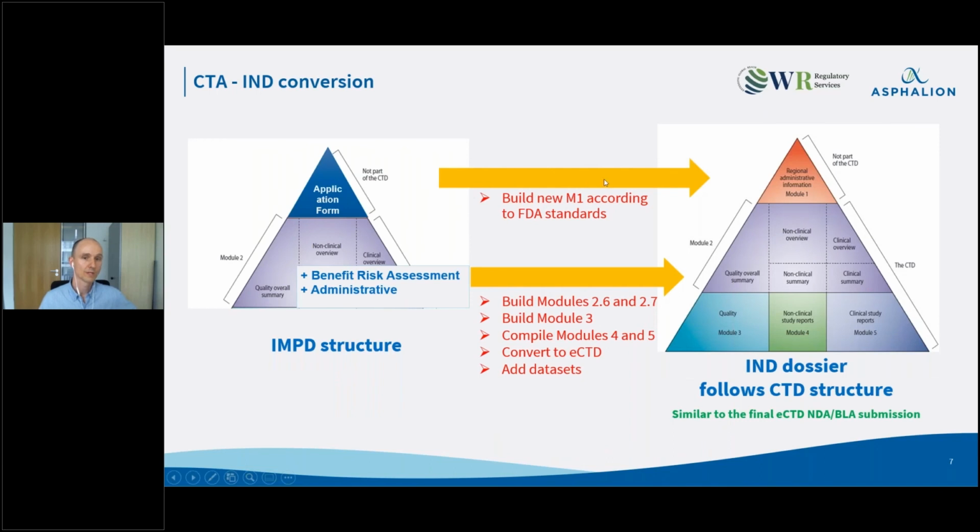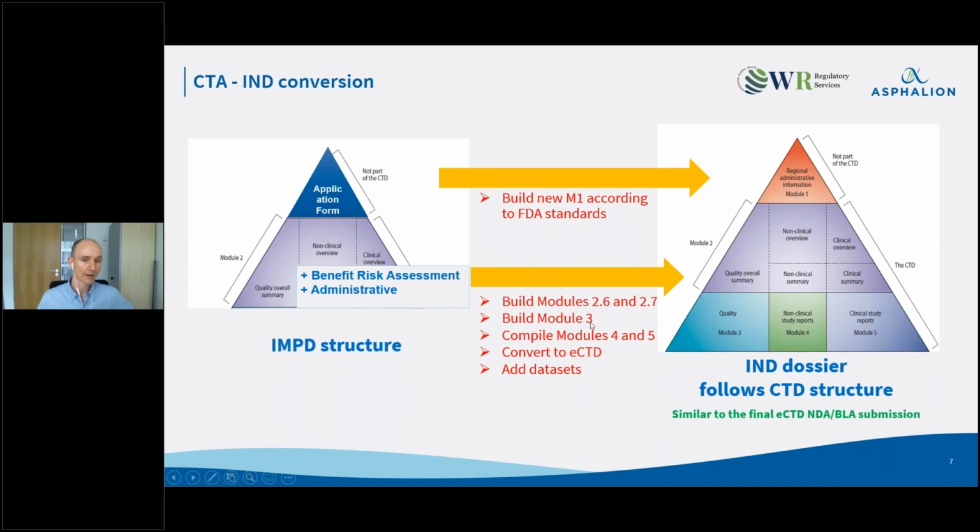Now, what do we need to do in more detail? Well, of course, we need to build a new module 1 according to the FDA standards, and Bruce provided information. That is no surprise here. However, for the rest, we have a lot of work to do. We have to write, for example, the tabulated summaries. We have to prepare the modules 2.6 and 2.7, and specifically the non-clinical tabulated summaries. This can be a lot of work, and most companies, when they have a CTA, the tabulated summaries they might have either in the IMPD or the IB will not match the requirements of a CTD module 2.6 tabulated summary. So this can be a lot of work here.